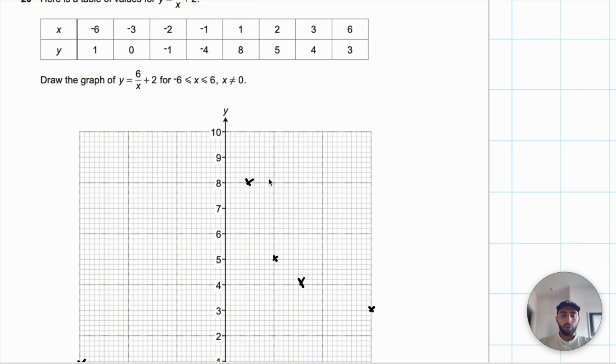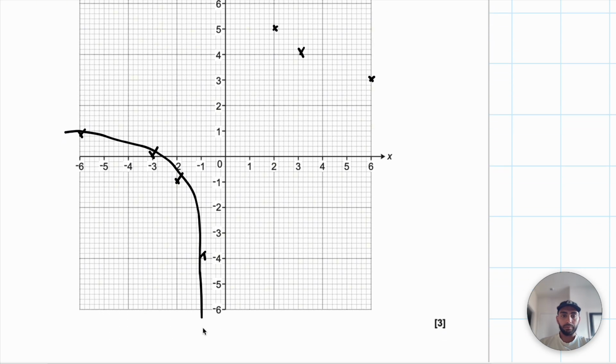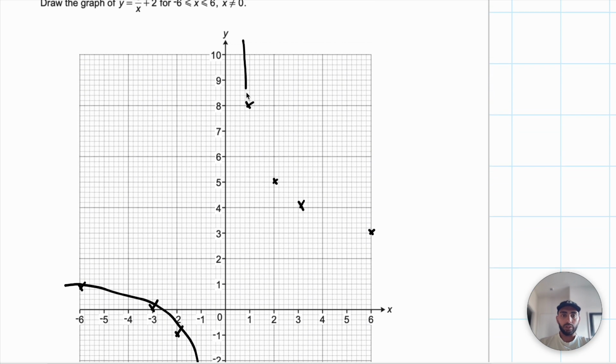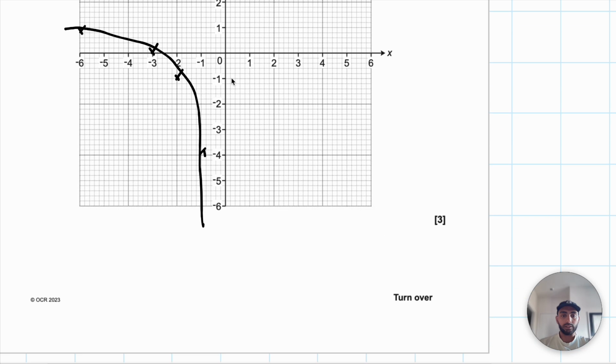Now that I've plotted all my points, I'm going to draw a smooth curve going through both parts. So I'll draw a smooth curve here, and I'll draw a smooth curve here. The main thing is I don't want these lines touching the y-axis because they will never actually touch that y-axis.